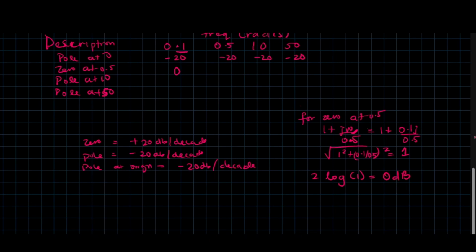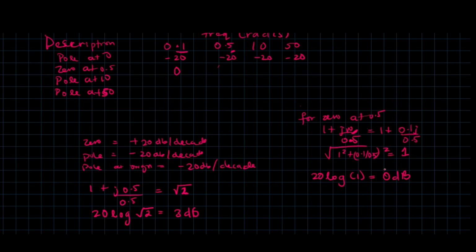That's why it's 0. If you do it for something like 5, it will become 1 plus g, that'll be 0.5 over 0.5, which is going to be root 1. Sorry, it will be root 2. And by the way, this is 20 log root 2, not 20 log 2, because of our 3 decibels.